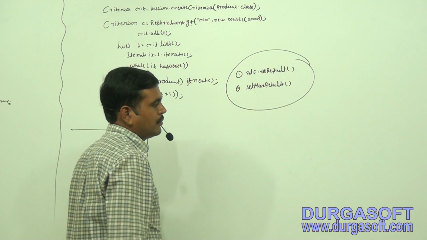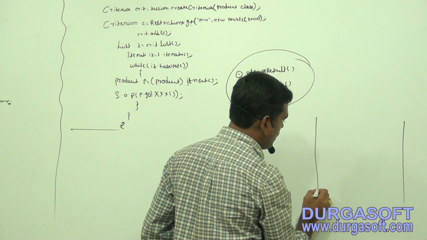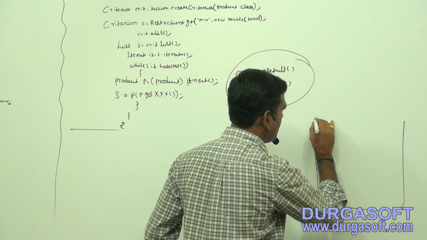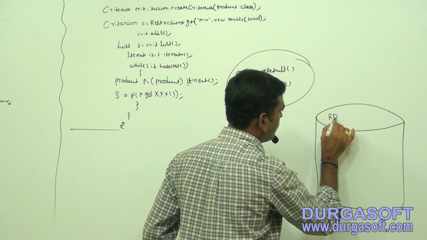Now, by using those methods, we can print the limited records. These two methods are also called pagination methods.